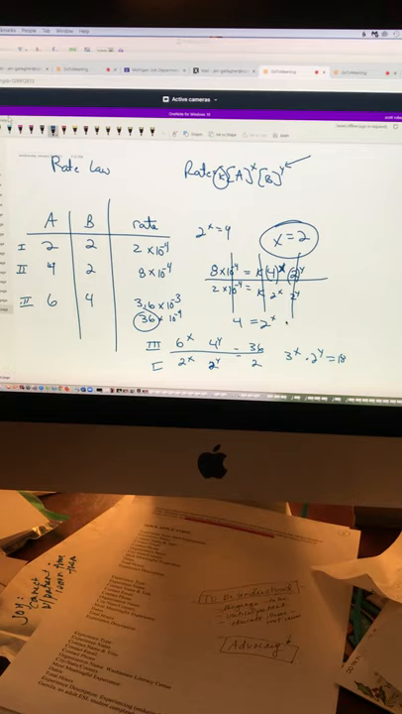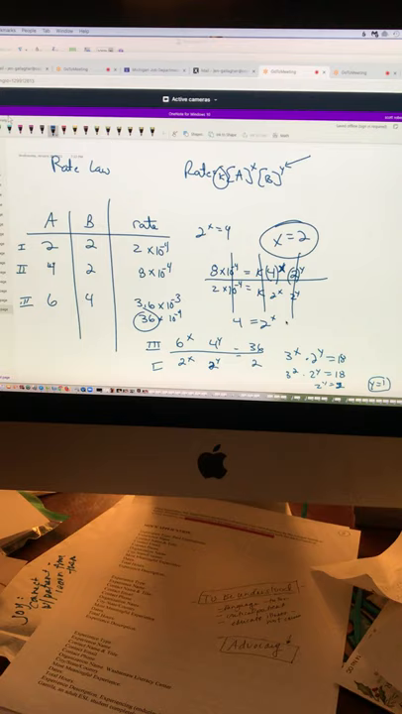Y is 2 to the x, 3x. So what is x? Well, x is 2. We already calculated it. So we get 3 squared times 2 to the y equals 18. So 2 to the y equals 9. No, 2 to the y equals 2. So y is 1.